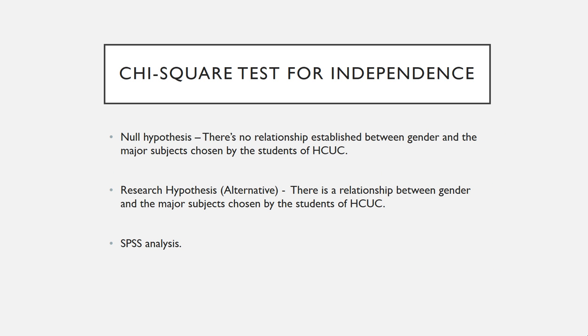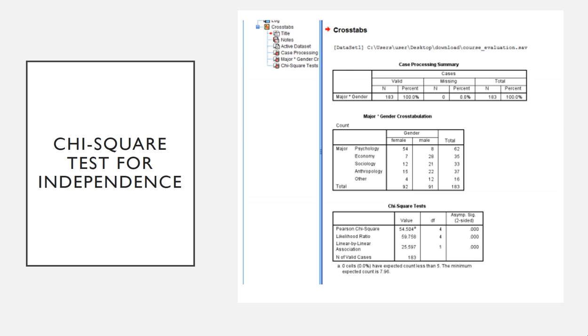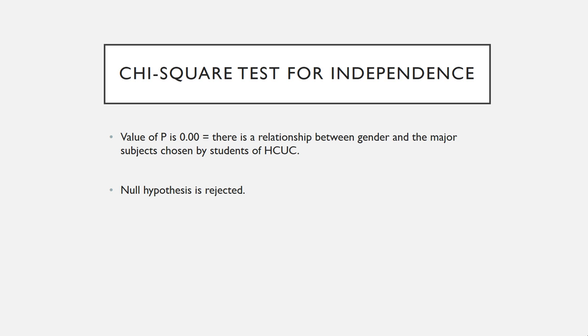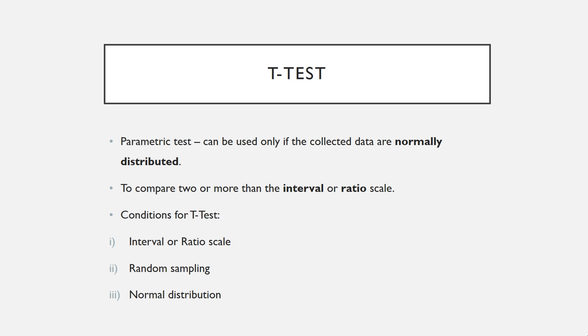That is how you do your SPSS analysis. Similarly for the test of independence, you follow the steps, and this will be your outcome, gender and the major subjects and so on. So you can reject your null hypothesis.